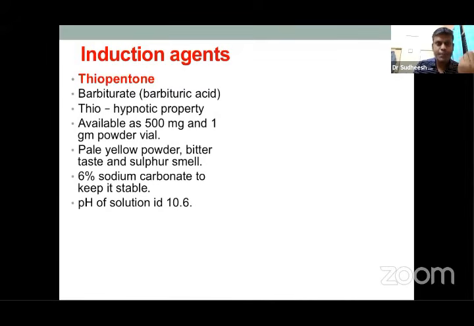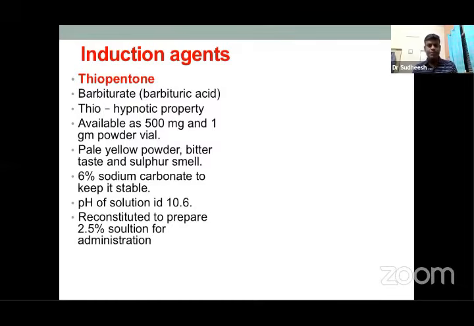And once the solution is prepared, it can be mixed with normal saline or distilled water. You should not dilute it with ringer lactate because it will precipitate. And the pH of the solution once it's prepared is 10.6, and this solution is prepared to maintain a concentration of 2.5% solution. You cannot use more than that, or you cannot use less than that, because it has got its own problems. If you use more than 2.5%, there is always a possibility of increased incidence of venous thrombophlebitis.